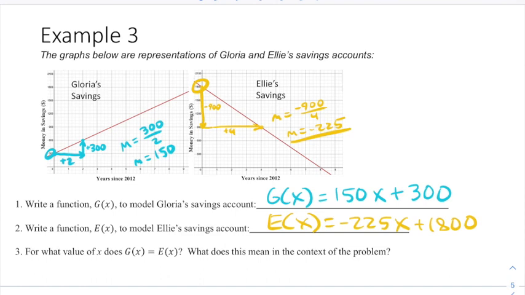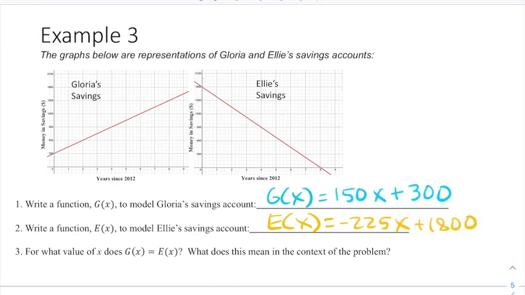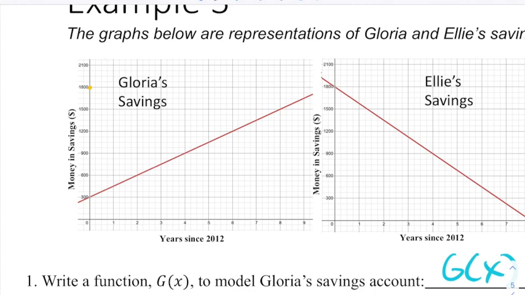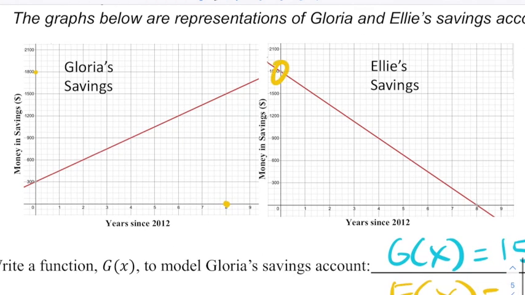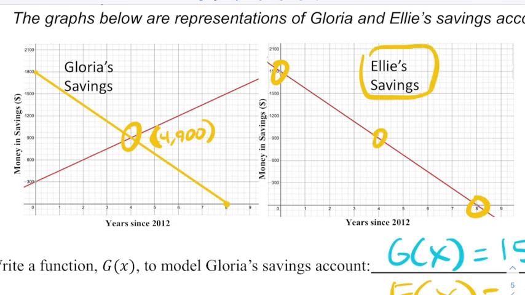There's a couple ways to do this problem. One would be to set 150x plus 300 equal to negative 225x plus 1800 and solve. Another option, when possible, is to copy Ellie or Gloria's graph onto the other graph to see where they intersect. I'm going to cheat a little bit and put 2 points that I see on Ellie's graph, (0, 1800) and (8, 0), on Gloria's graph and then connect the dots. This gives me a pretty strong indication that the answer is at (4, 900), which we see on Ellie's graph is a known point on both graphs.